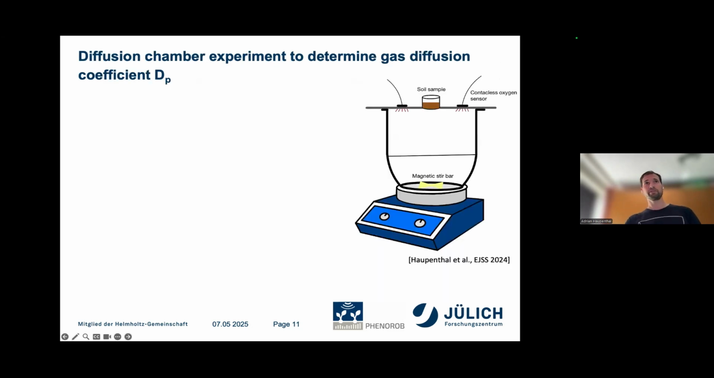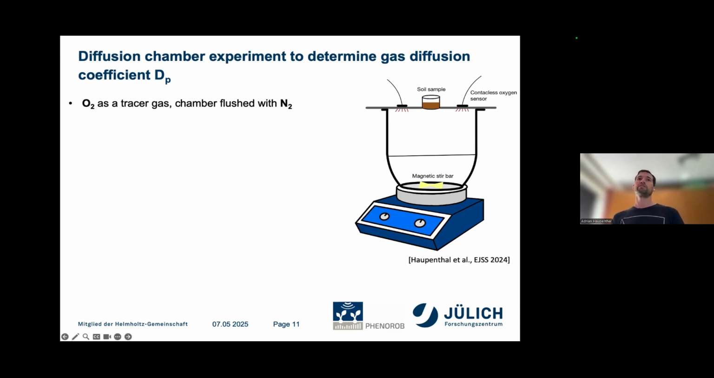And to test this hypothesis, I performed a diffusion chamber experiment to determine the gas diffusion coefficient. Therefore, I used the setup you can see here. It's basically the body of a desiccator, and on top an acrylic plate with an opening for the soil sample. And I used two contactless oxygen sensors to measure the amount of oxygen inside the desiccator, and I placed it on a magnetic stirrer to make sure that we have a homogeneous distribution of the air inside the chamber, so to have an accurate measurement.